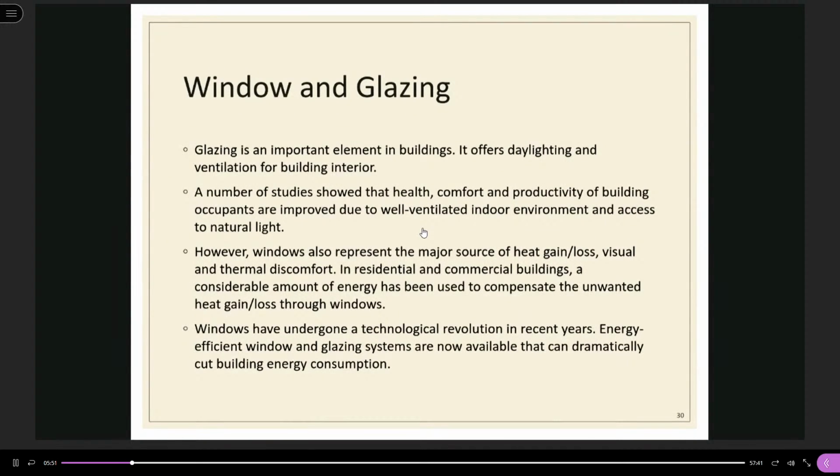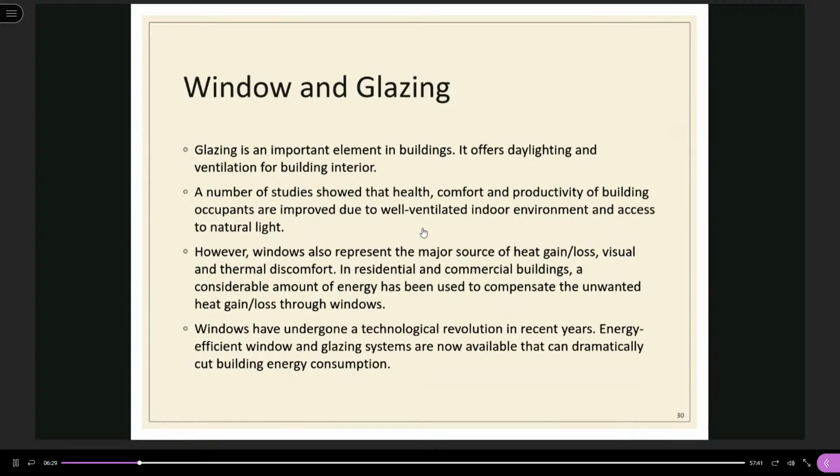However, windows also represent a major source of heat gain or heat loss, and visual or thermal discomfort. In residential and commercial buildings, a considerable amount of energy is used to compensate for the unwanted heat gain or loss through windows. So the window is treated as a kind of weakness in the building facade. You may have very well-insulated walls, but the window is an opening.